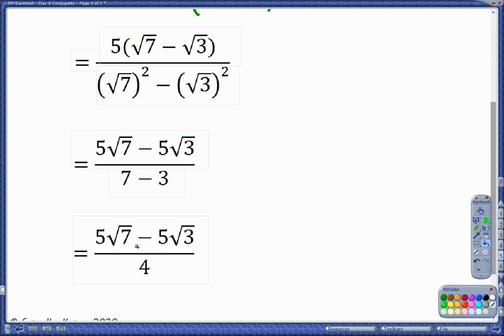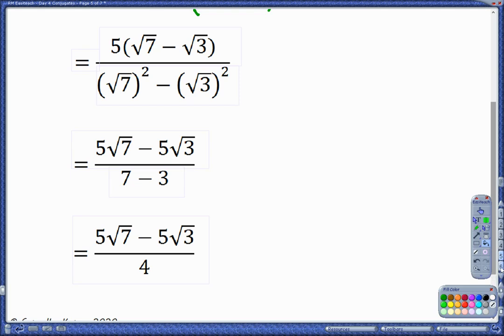Now you need to look carefully at each term. There's nothing here that can be reduced. This 5 and this 5 cannot be cancelled out. It just stays the way it is because 5 radical 7 is a different number from 5 radical 3.